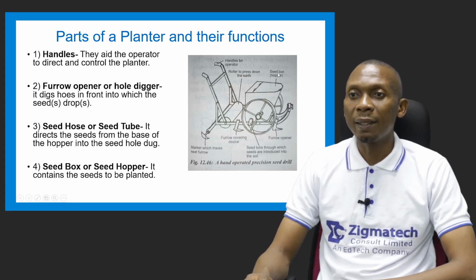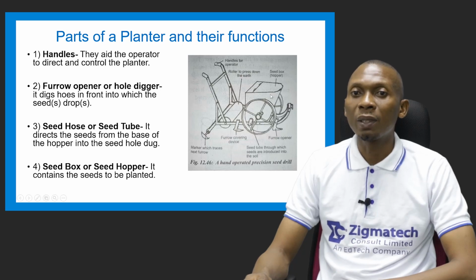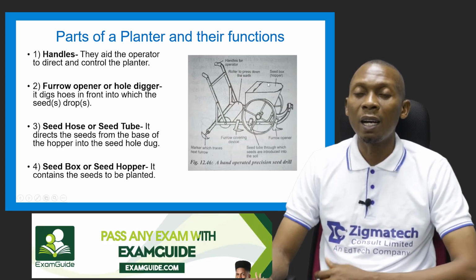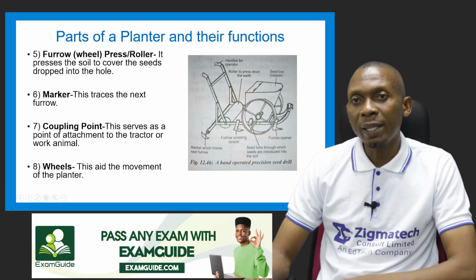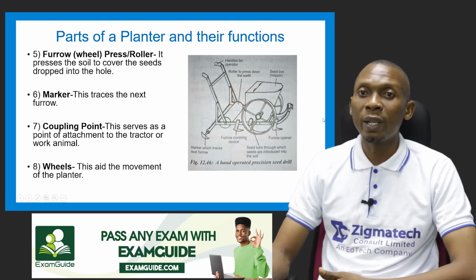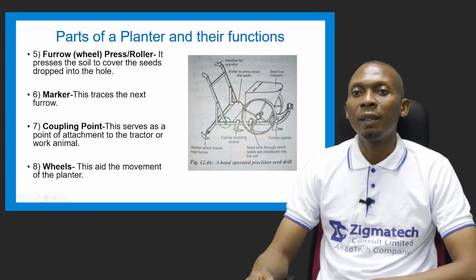Now the seeds are located here in the seed box. So let's go on. We have the seed hose or seed tube. So you can see the seed tube connected to the seed box. It directs the seeds from the base of the hopper, which is also known as the seed box, into the seed hole dug. Then we have the seed box or the seed hopper, which is this, where the seeds are contained to be planted. The furrow wheel or press, the furrow press or wheel press or roller. Now it presses the soil to cover the seeds dropped into the hole. So you can see this is a furrow press or roller.